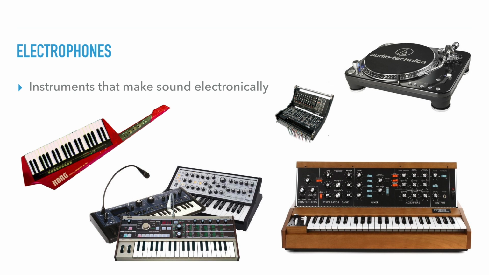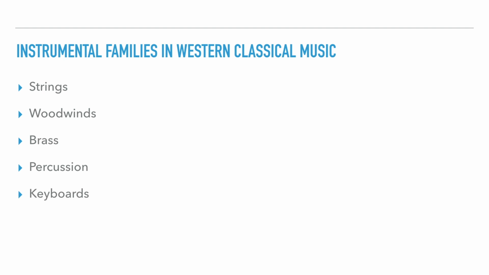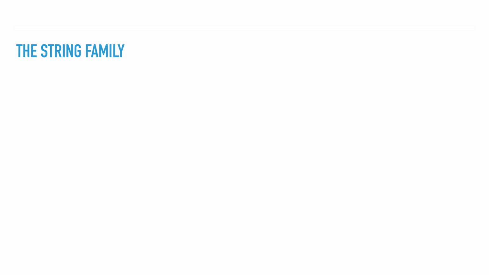Okay? So in the Western classical music tradition, we've got instrumental families. So let's talk about those. We've got the strings, we've got woodwinds, brass, and percussion. And we can also talk about keyboard instruments as a separate category if we want. So first of all, the string family.